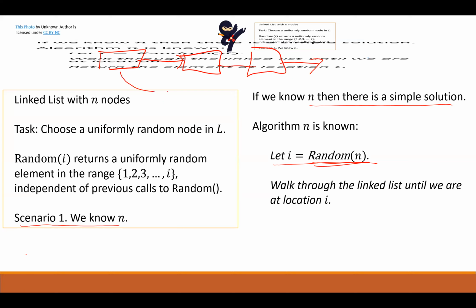Right, so let's say it's location 3, I count that I've seen 3 items, I return that item. Okay, so I've randomly chosen an element from my linked list, because I knew n beforehand. All right, so simple enough. No problems there.